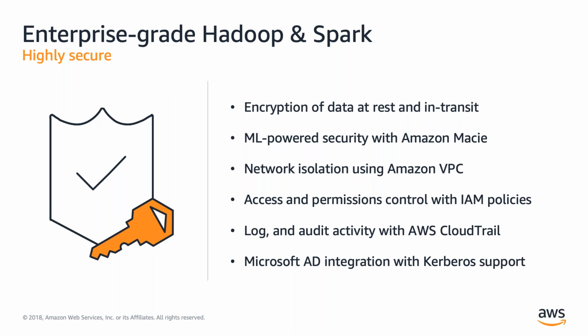Amazon EMR is also easy to secure. It provides multiple levels of security for your Hadoop and Spark clusters. This includes network isolation using VPC, encryption of data in transit, and data at rest in S3 using keys you can control through KMS, which is the AWS Key Management Service.